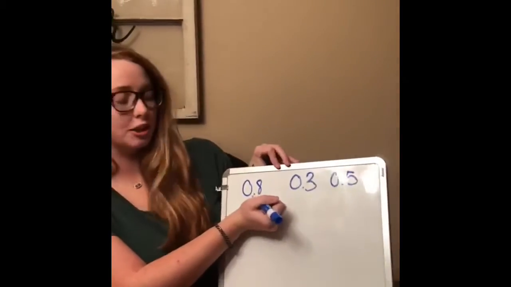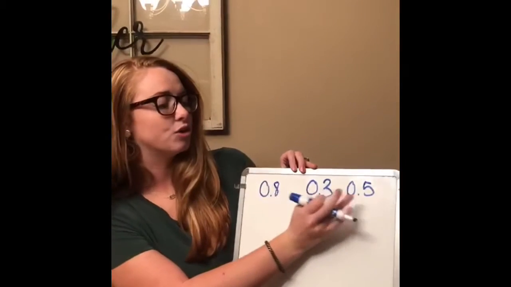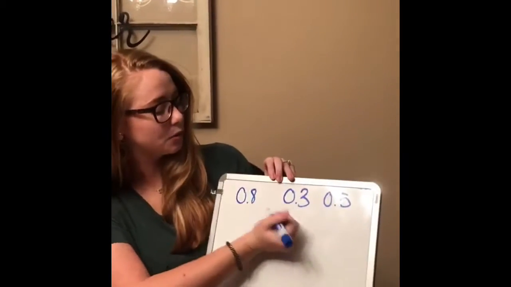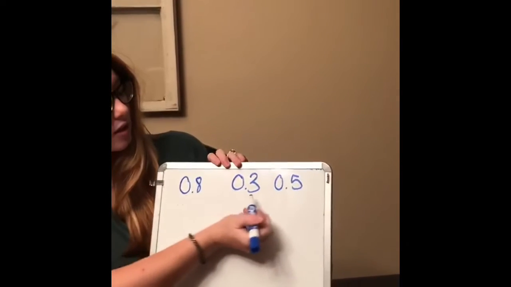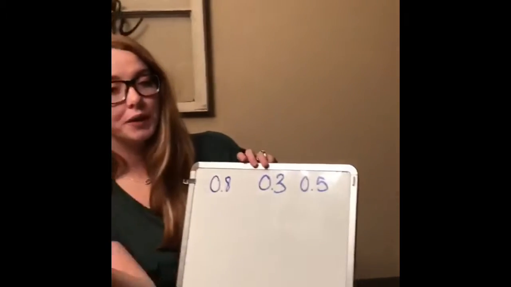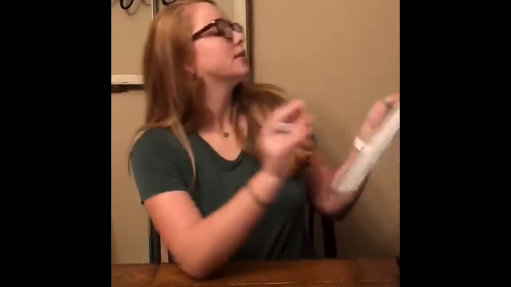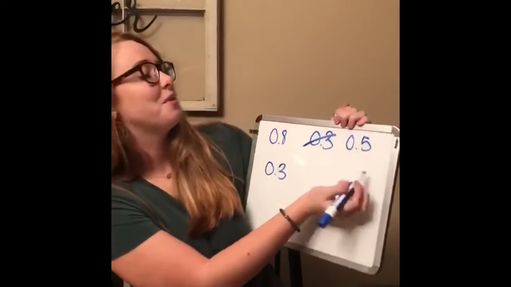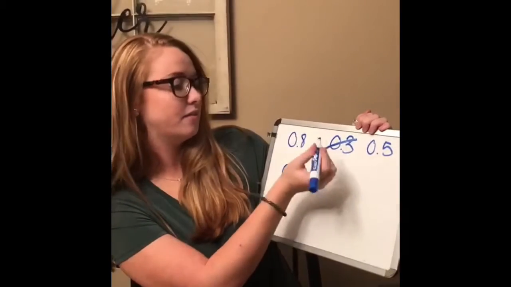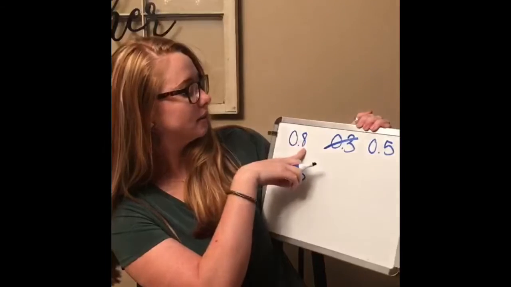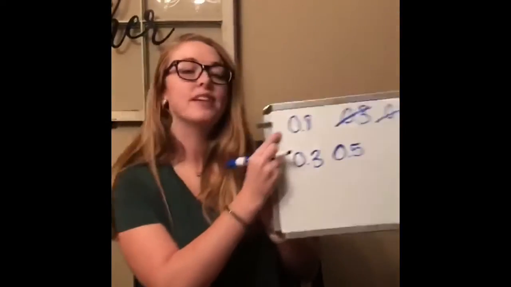So first we look at the first number. Well, you see they're all zeros. So we look past the decimal into the tenths place. We have 8, 3, and 5. Since we are doing least to greatest, we know 3 is less than 5 and 8. So we write down 0.3, mark out 0.3. Next, we have 0.5 and 0.8 left. We know 0.5 is less than 0.8, so that will be the next number that we write down. Mark 0.5 out, and all we have left now is 0.8.